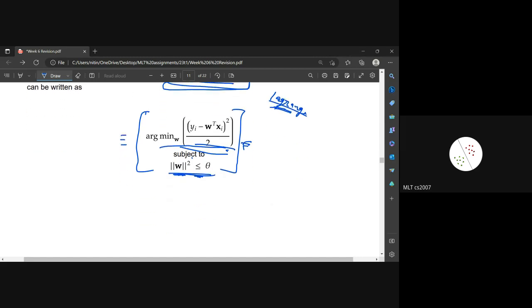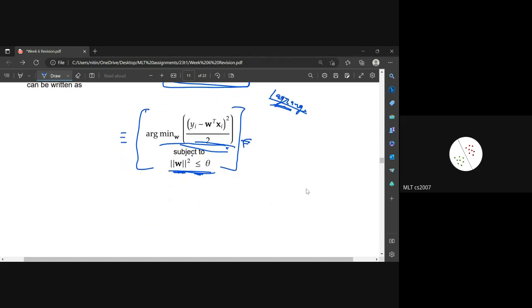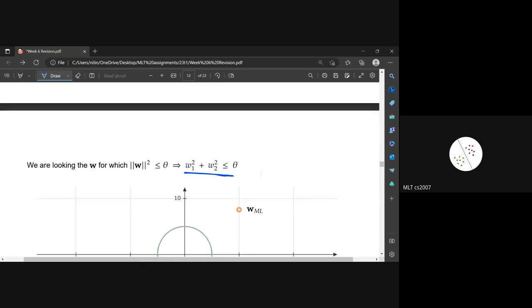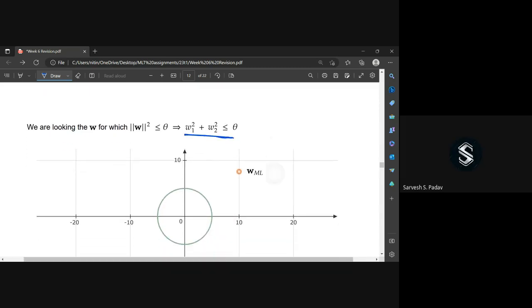Now for simplicity, I'm assuming W to be a two-dimensional vector. So there are only two features. I'm assuming W as W1 and W2. This is the two-dimensional vector now. So what will this constraint look like? The norm of W is going to be W1 square plus W2 square less than theta. What is this equation? This is your circle, right? Interior of a circle, right?